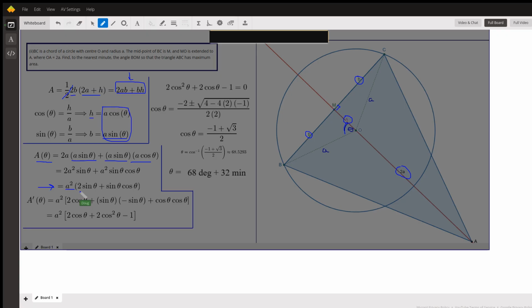So the derivative of 2 sine theta is 2 cosine theta. Over here we have to use the product rule. First times the derivative of the second, plus the second times the derivative of the first. These two terms right here are cosine squared minus sine squared, which leads to this double angle formula. So I replaced cosine squared minus sine squared with 2 cosine squared minus 1.